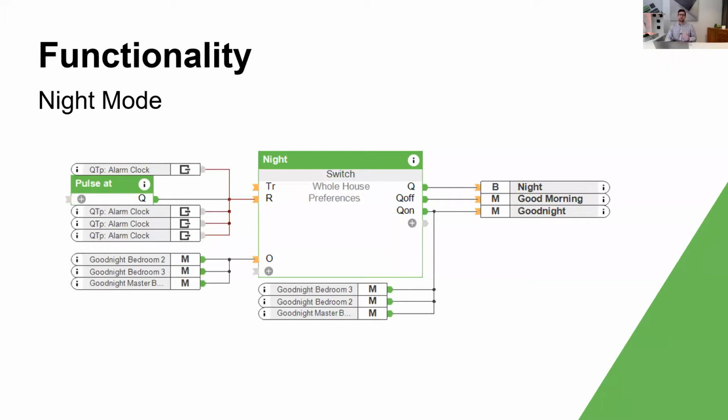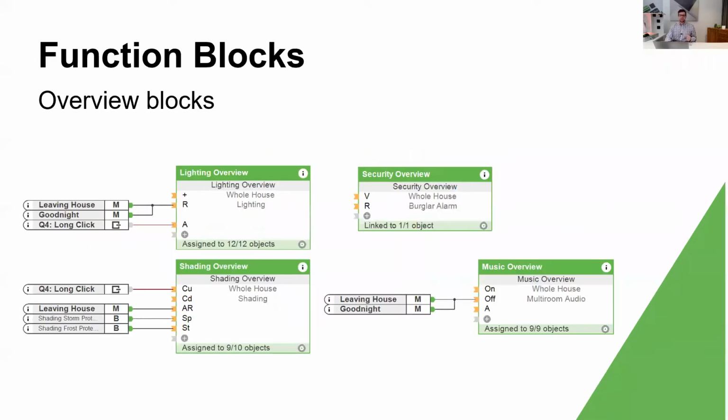And again, we're going to be configuring it in a minute. And then we are also going to be looking at overview blocks. Overview blocks are function blocks which you can visualize in the app, which tie everything of that function in one place. So as we've already seen, a shading overview brings all of your automatic blinds controllers into one single block so you can control them in one place.